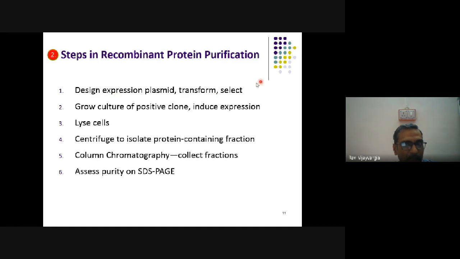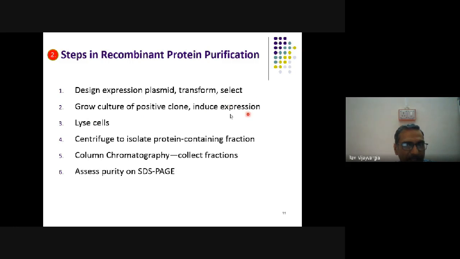Then your positive clone you have to grow in the culture medium. For example, if you are using an E. coli system, most commonly it is grown in LB broth. Mostly inducible systems are used, so you have to induce the protein expression. In the case of bacteria, the most common inducible system is based on IPTG. T7 promoters are used, and IPTG induction is used for expression of your protein of interest.